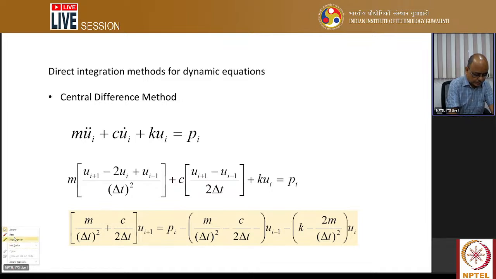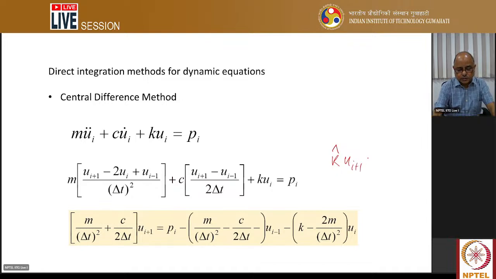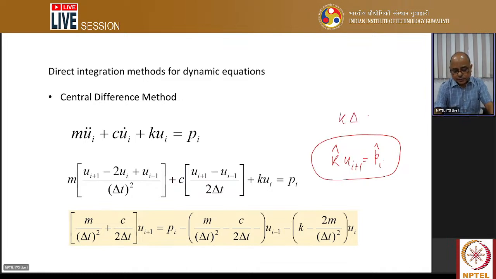Commonly it is written K effective, K cap is the K effective, and Ui plus 1 equal to P effective. So this represents a static case, say K delta equal to P, that we know. And from that we can find out the displacement and then velocity, etc.